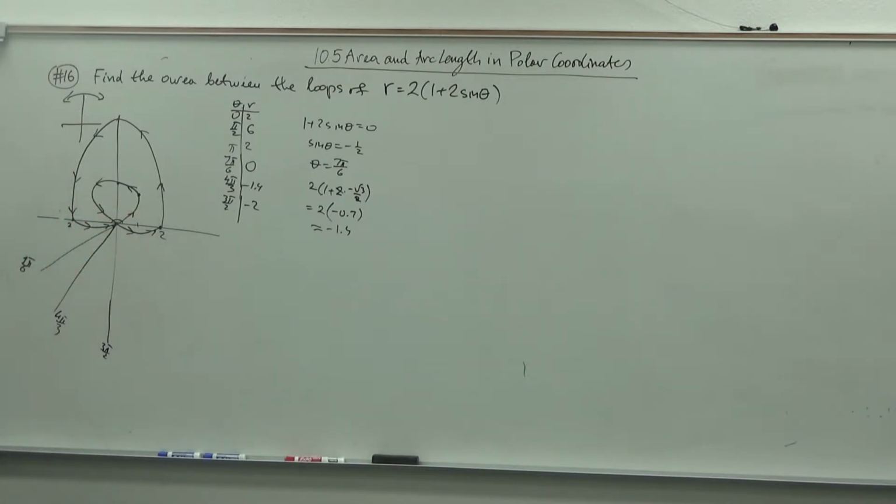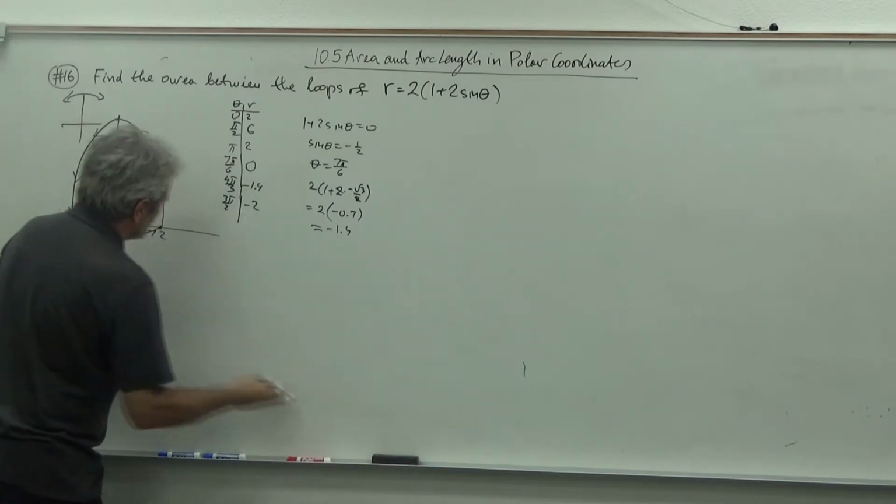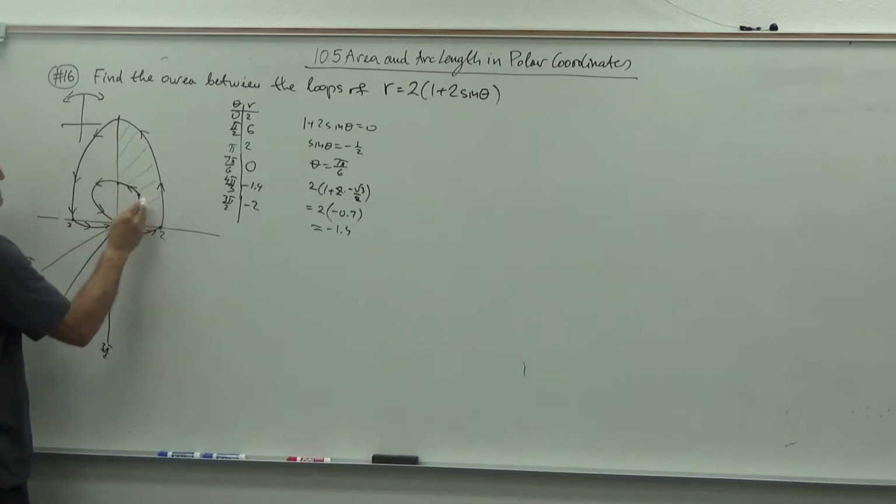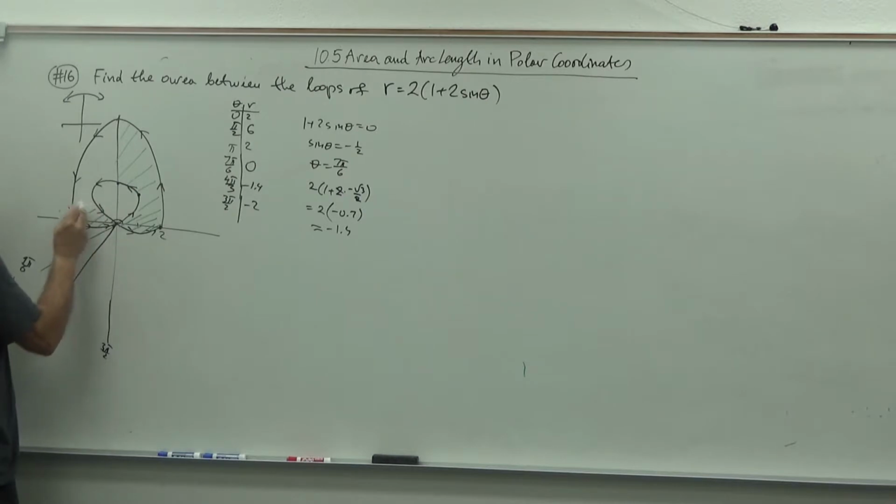So what is it that they ask us to do? They ask us to calculate this area here. So here is the inside loop, here is the outside loop. So they want this area. Let me show you. That's between the loops. This as well.